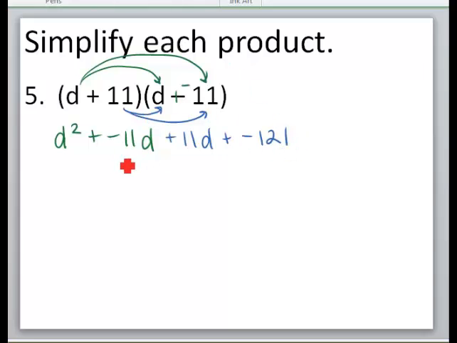Now, with the difference of squares, what we get when we combine like terms is 0 inside of there, so I don't have to write them. So I end up with just d squared minus 121.